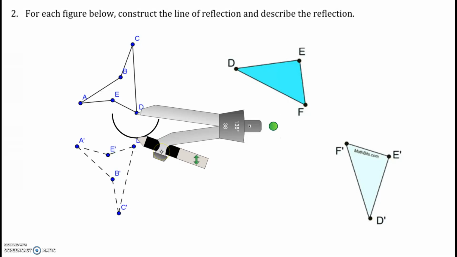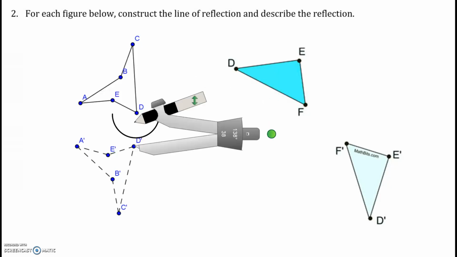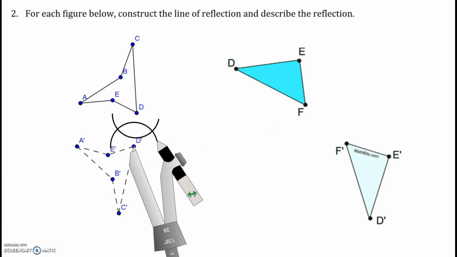Okay. Then we'll flip it around and move it over to D prime and do another arc that's the same size. And when you connect those, you'll get your line of reflection. And you could also do that within one of our shapes to get a symmetry line.